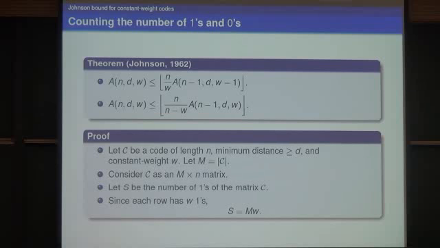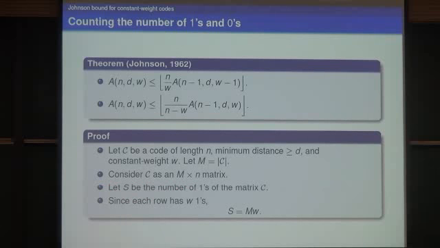So here let's start by counting the number of ones or zeros of this matrix. This gives the well-known Johnson bound. This was proved in 1962. This bound looks simple, but in many cases it gives a very good bound, even the exact value for A(n,d,w). The proof is very simple. We consider C as a matrix, as I say, with m rows and n columns. And let's try to count the number of ones of this matrix.